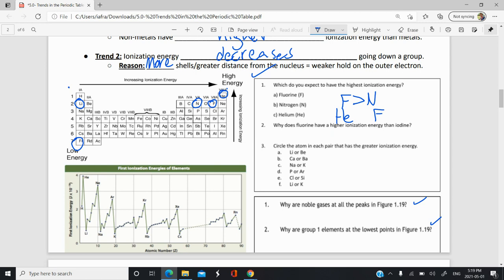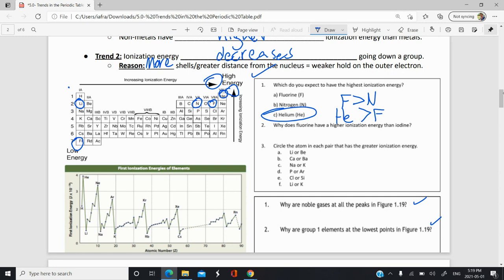Now, if we look at helium, we could look at our trend this way. Helium is more towards the top, and towards the right as well. So our ionization energy increases as you go up, but also to the right. So this is to the right and toward the top of fluorine. So as a result, helium should win because helium is to the right and the top, and that wins in both cases of those trends. So helium should have the highest ionization energy between fluorine and helium.